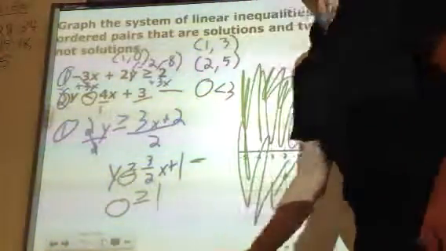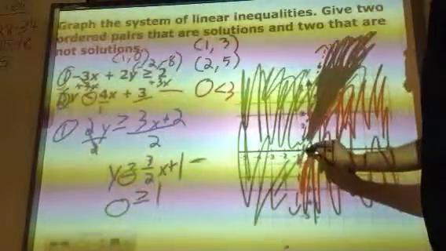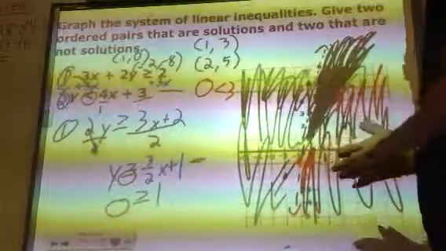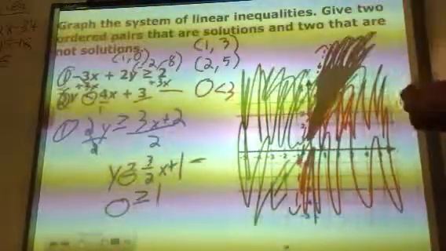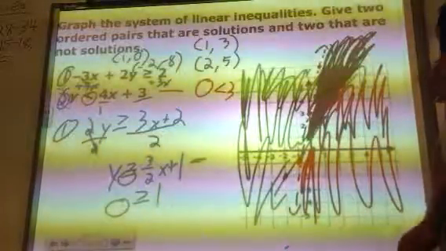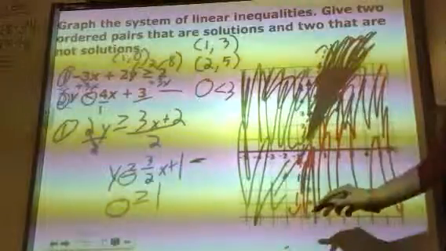Okay? Now, a question I like to ask is, is the intersection of these two lines going to be part of my solution? The answer here is no, because it's not going to make both of my inequalities true. This greater than or equal to inequality, it would make that true, because this is greater than or equal to the line, the green line.